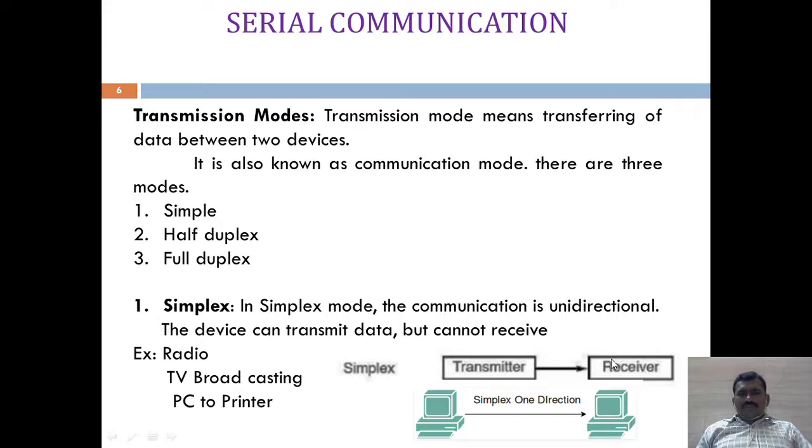So coming to serial communication, the transmission modes. There are 3 types of transmission modes: simplex, half duplex, and full duplex. In simplex communication, the data will be transferred between the transmitter and receiver only. The transmitter will send data to the receiver. The data will transfer in only one direction.